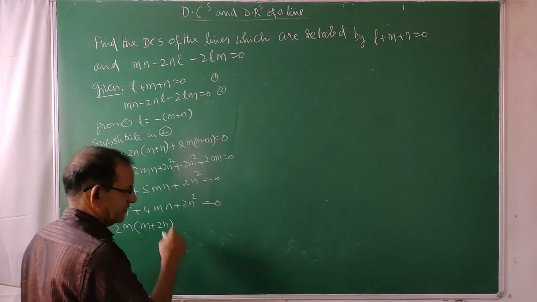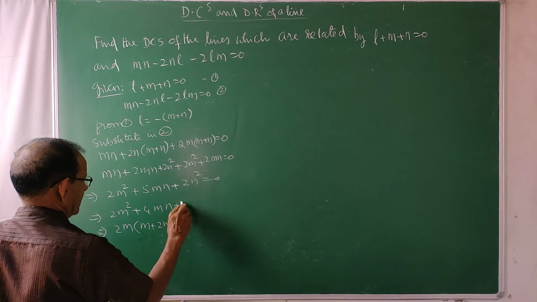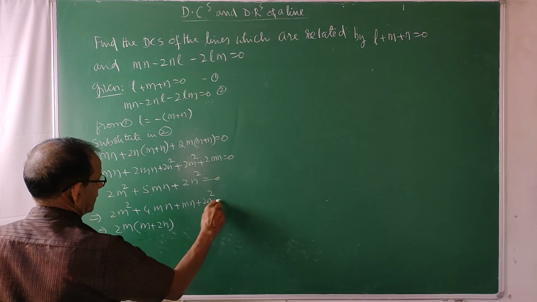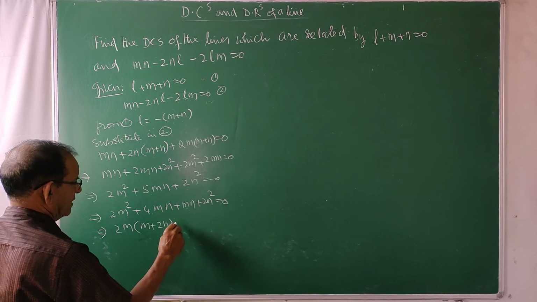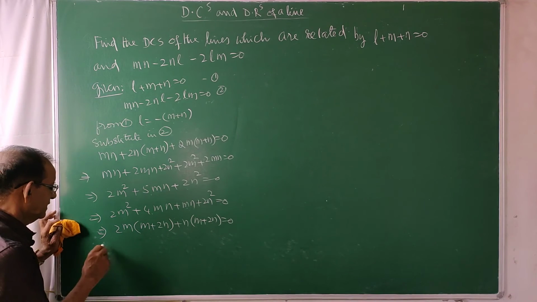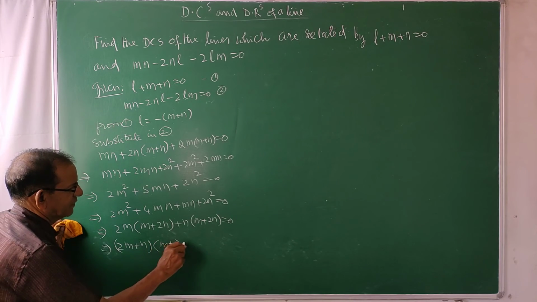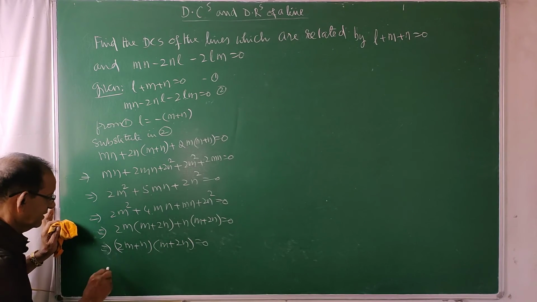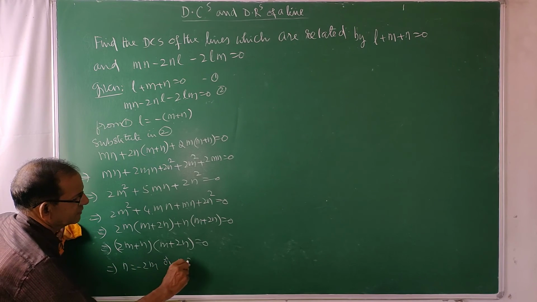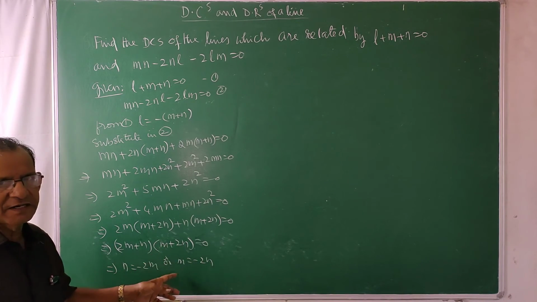Sorry, here we forgot to write mn. 2m square plus 4mn plus mn, 5mn plus 2n square equal to 0. Take n common, 2m plus n into m plus 2n equal to 0. That implies n is equal to minus 2m or m is equal to minus 2n. If you take the first bracket as 0, you will get this one. If you take the second bracket as 0, you will get this one.